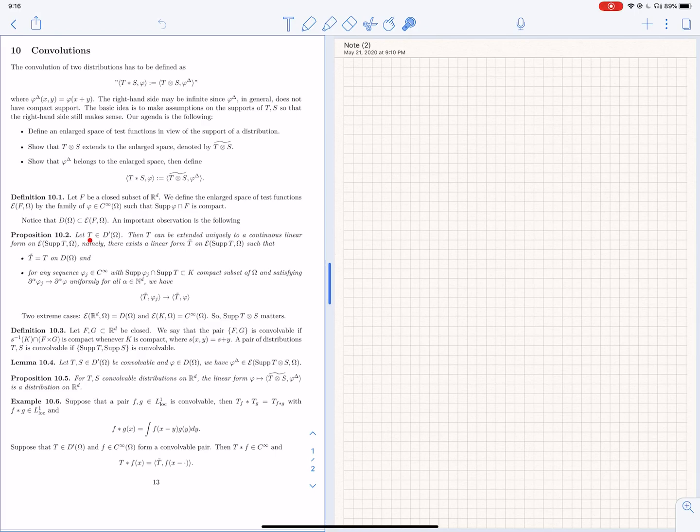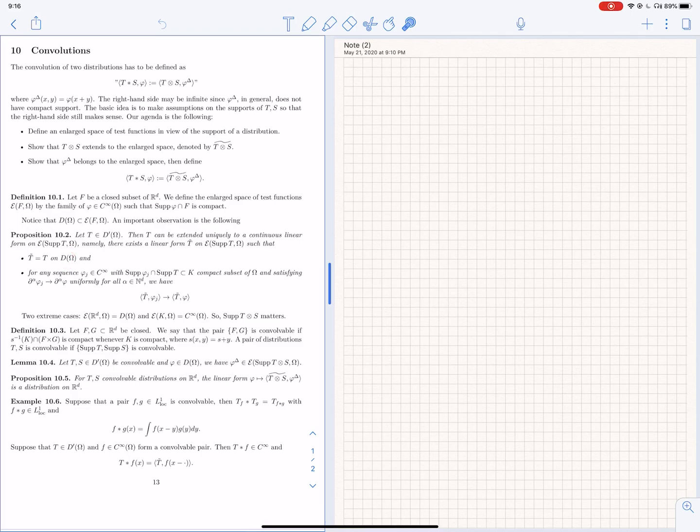It says that we can extend any distribution to this newly defined space where F is taken to be the support of T. So we take a distribution T on omega, then T can be extended uniquely to a continuous linear form on this enlarged space of test functions. Note that F is taken to be the support of T. So T can be extended to a larger space, which has something to do with its own support. This means that we can find the linear form T tilde on this larger space, such that T tilde coincides with T on the space of test functions, the classical space D.